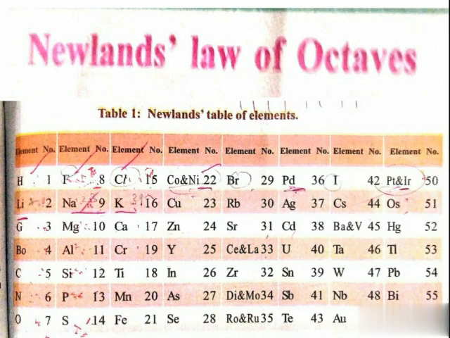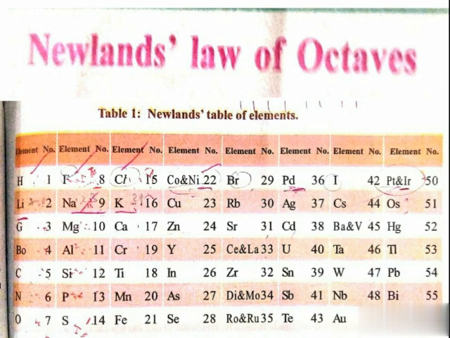In 1865, Newland found that when elements were arranged in the ascending order of their atomic weight, they appear to fall into 7 groups. Each group contained elements with similar chemical properties.